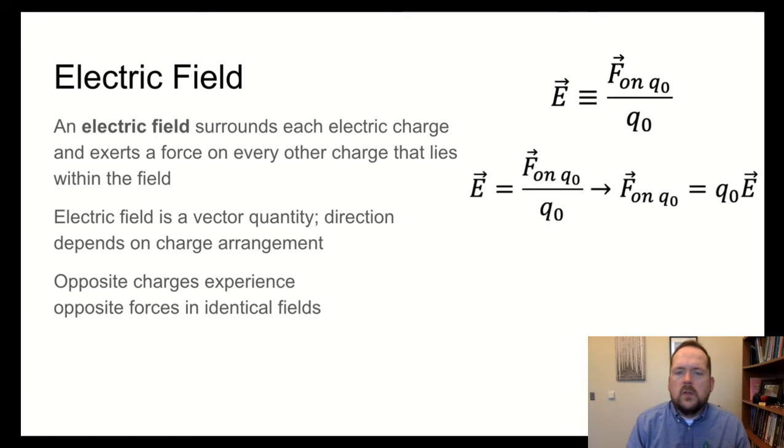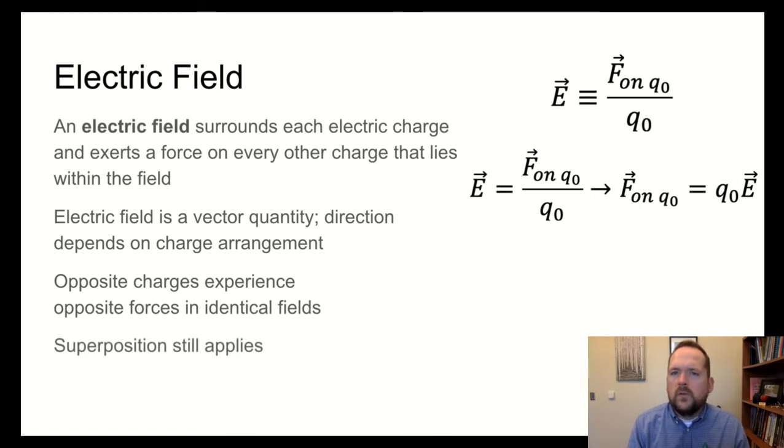So you can see this if you do a little bit of algebra on that definition of electric field. If you take the electric field as being the force on Q divided by Q and solve that for the force on Q, you'll see that the force, a vector quantity, is equal to the charge times the electric field. So if the electric field is in a set direction, depending on whether you multiply it by a positive or a negative charge, you'll get a positive or negative force, which indicates the opposite direction of those forces.